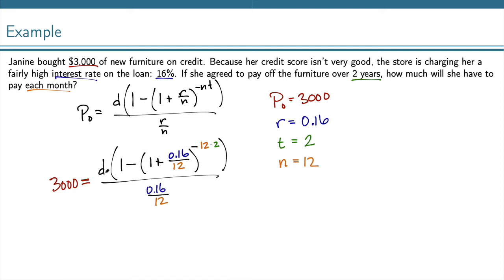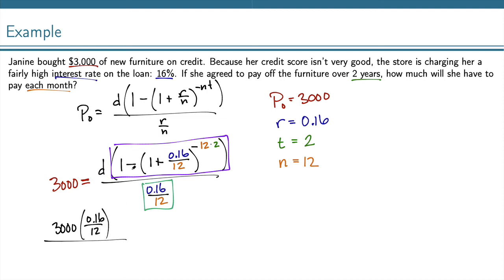Now we're trying to get D by itself. So there's two things we need to do here. We've got this big fraction, but really we can view this as two things. We've got this thing on top, and we've got this thing on bottom. So we need to multiply by that thing on bottom first. We've got 3,000 times 0.16 over 12. And then we'll divide by this thing on top, 1 minus 1 plus 0.16 over 12 to the negative 12 times 2. And that's D. This is going to be the monthly payment that Janine has.